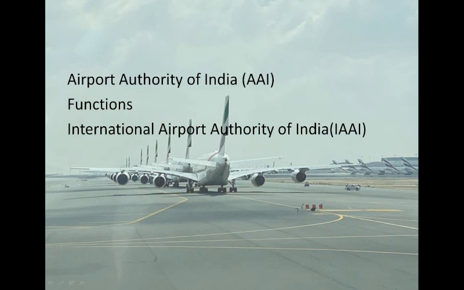It provides visual aids at airports. It also provides communication and navigational aids like radar, DVOR, DME, etc. These are some of the functions of Airport Authority of India. Moving on to the International Airport Authority of India, I would like to give a brief introduction regarding this.